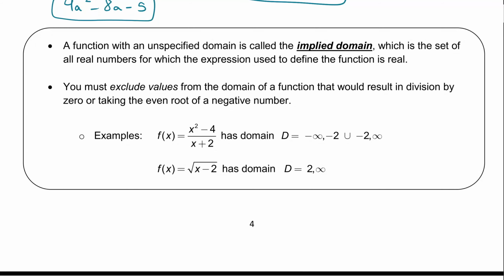So, a function with an unspecified domain is called the implied domain. It's the set of all real numbers for which the expression used to define the function is real.